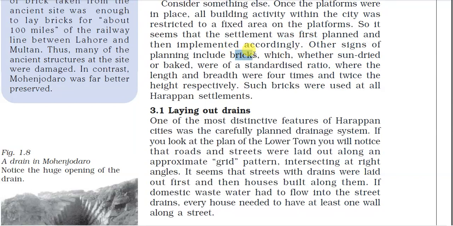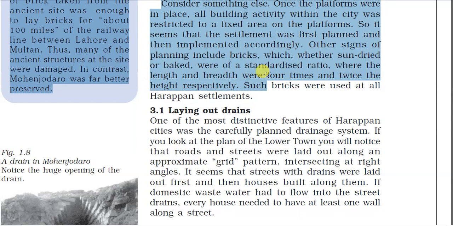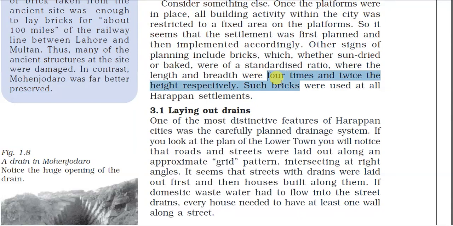Let's see bricks. Bricks in the entire Mohenjo-daro, and not only Mohenjo-daro, the entire Harappan civilization had a standardized ratio. It is very important that they had a standardized ratio for the brick. If you take the brick, the length and breadth is 4 times and twice the height respectively. So it is 4 is to 2 is to 1. That was the ratio of the brick. Please remember this. It is 4 is to 2 is to 1.